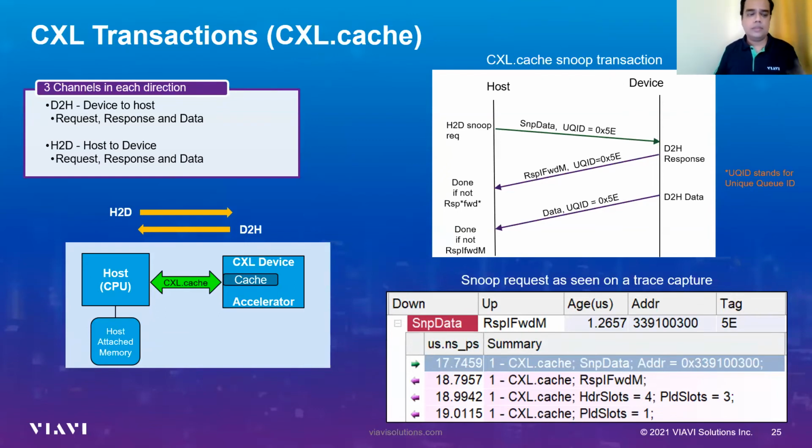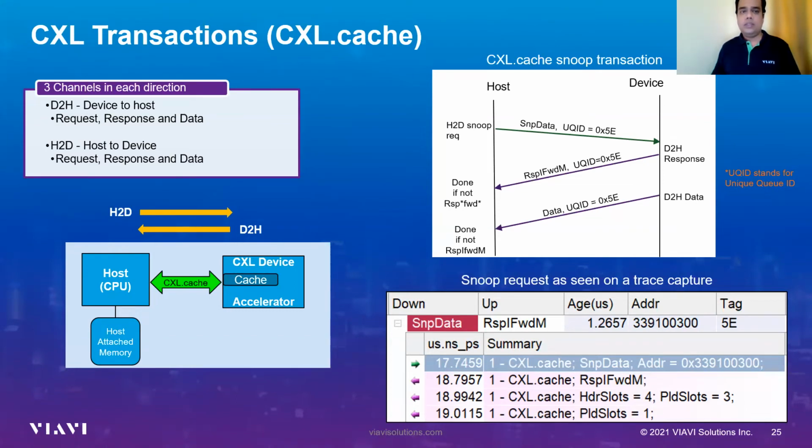Here on this slide, we'll talk about the different CXL transactions. Let's take an example of CXL.cache. A very simplified figure here shows us a CXL cache device, such as an accelerator, connected to the CPU. The host CPU has the host attached memory and is talking to the CXL device over the CXL link. Of course, there is also a .io CXL link available. The .io line between the host and the CXL device is not shown in this picture.